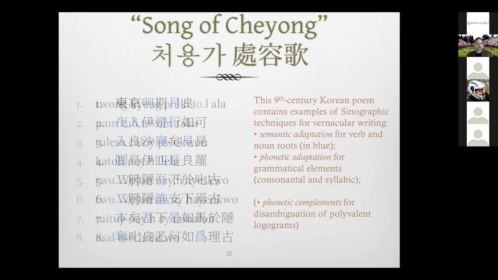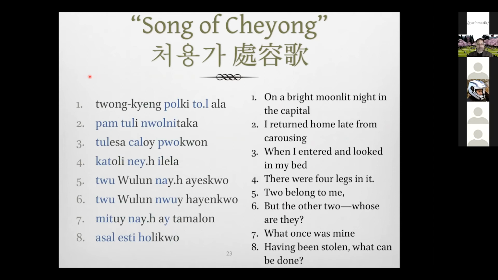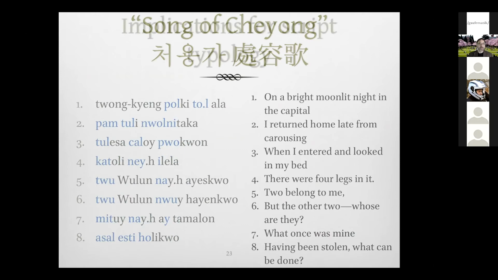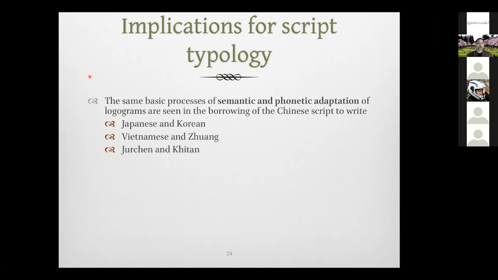I won't go over this poem in any detail. I do have one of several approximate Old Korean reconstructions up and a translation if you want to look at them later. But in the interest of time, I'm just going to move forward to talk about the implications of this kind of borrowing process for script typology, because this borrowing process that I've just outlined of semantic or phonetic adaptation of Chinese characters by people who learned Chinese characters as combinations of sound and meaning is not limited to the history of Korean. We see it in Chinese characters used to write Japanese and Korean.